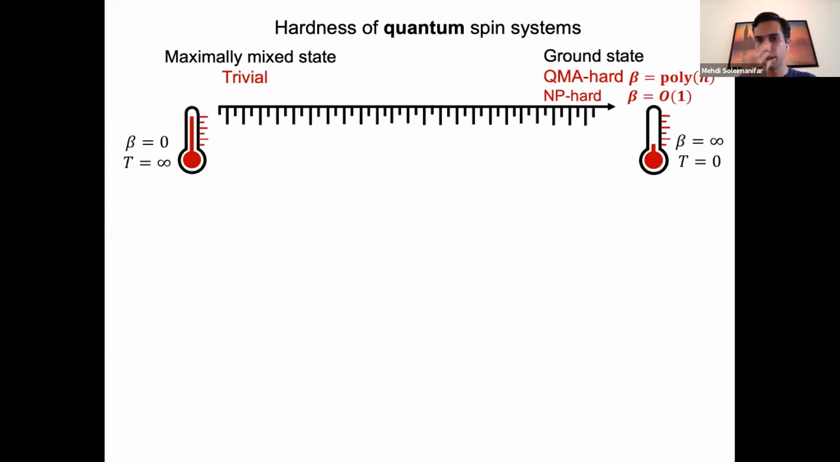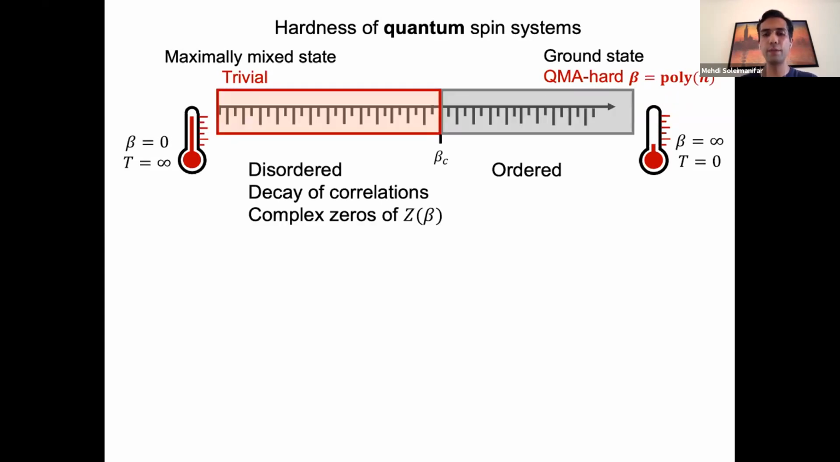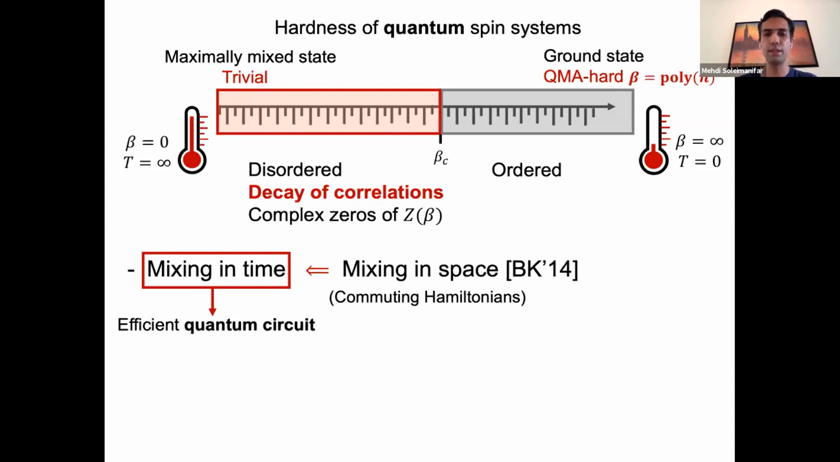So as before, the two extreme cases for quantum systems are the same. At very high temperature, it's trivial to find the partition function. At very low temperature, it's QMA-hard if beta is polynomially large, and this is because, as I said, we don't have quantum PCPs, or NP-hard if beta is a constant. And from a physics perspective, we still have the same picture. There is a thermal phase transition for quantum systems, and the high temperature phase is characterized by the decay of correlations or complex zeros.